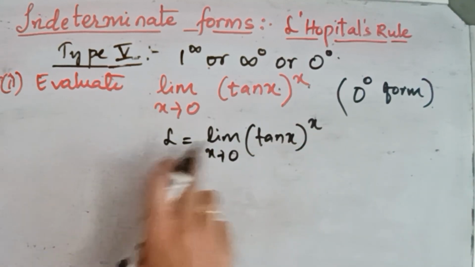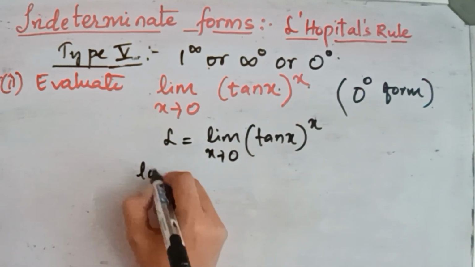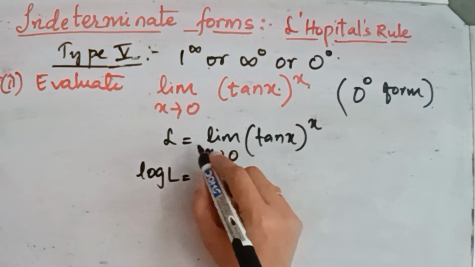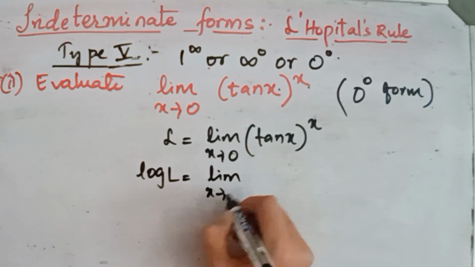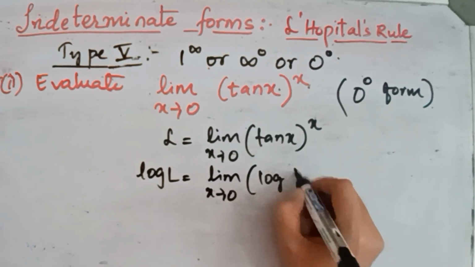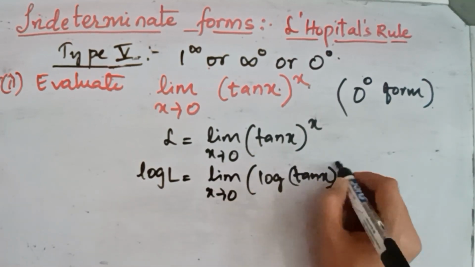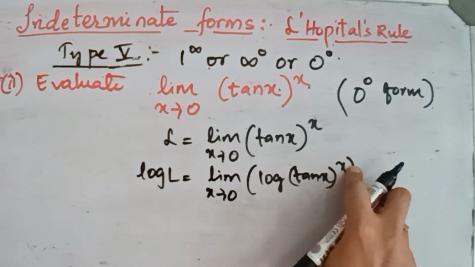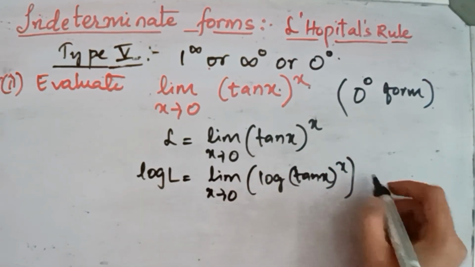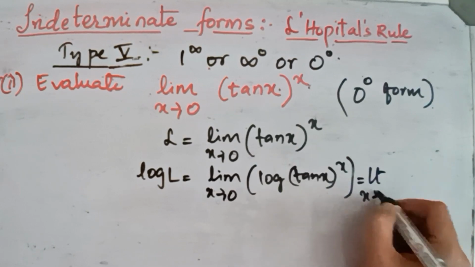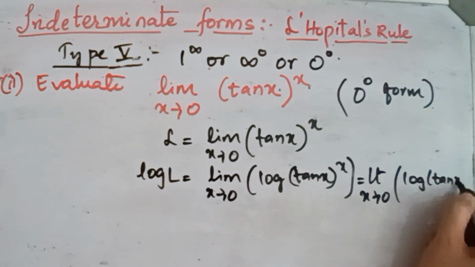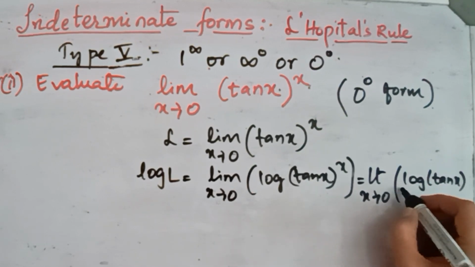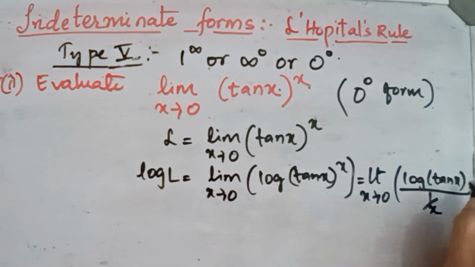Next, apply natural logarithm on both sides. Log L equals, since log of limit is the same as limit of log, I'll write directly: limit as x tends to 0 of log of (tan x) to the power x. Log of a to the power m is the same as m into log a. So this is equal to limit as x tends to 0 of log of tan x into x, which I will write as 1 by x.